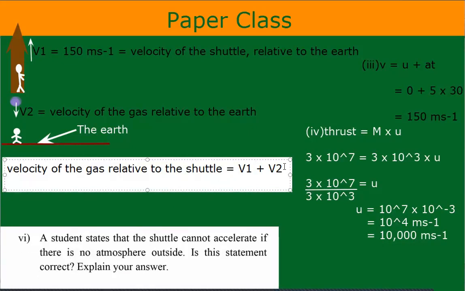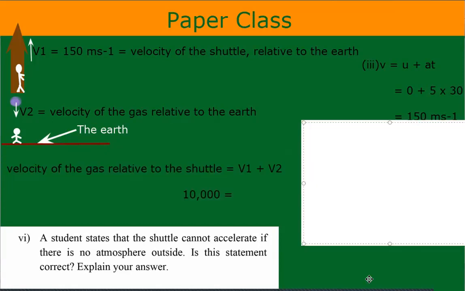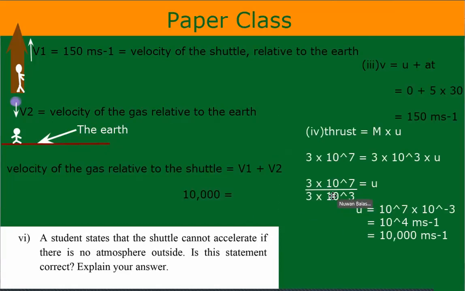But we know this one, dear. What is the velocity of the gas relative to the shuttle? We have calculated it. 10,000 meters per second. The velocity of the exhaust gas relative to the shuttle is 10,000 meters per second. You see, this is the place where we calculated it.